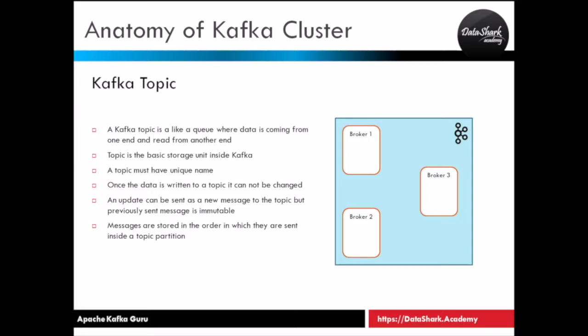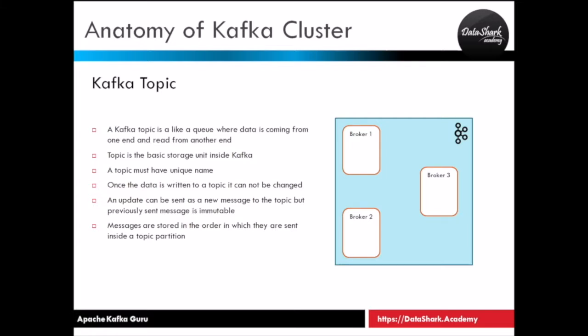In the previous lesson, we learned about Kafka brokers. You also learned that a Kafka cluster can have one or more brokers. Here in the diagram, you can see we have three brokers, broker 1, broker 2, and broker 3. Each of the brokers is identified by its ID.